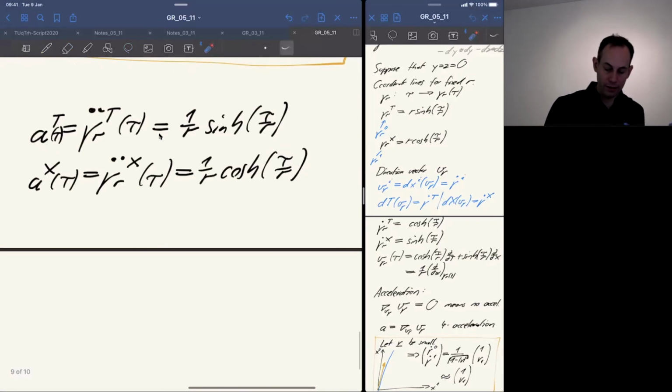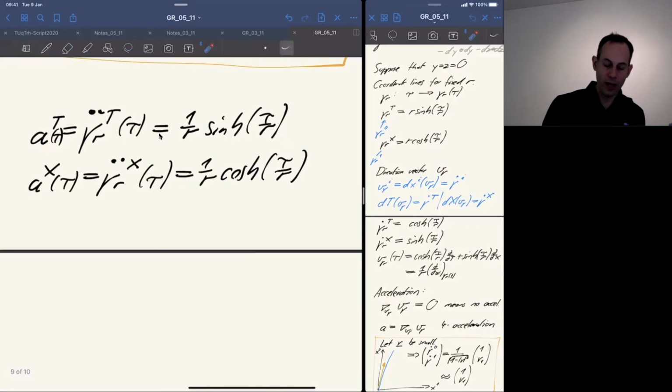Okay. So now let's calculate the length of this vector, because we just said this is something relevant. So what's now the length of the vector? Again, the length of A.